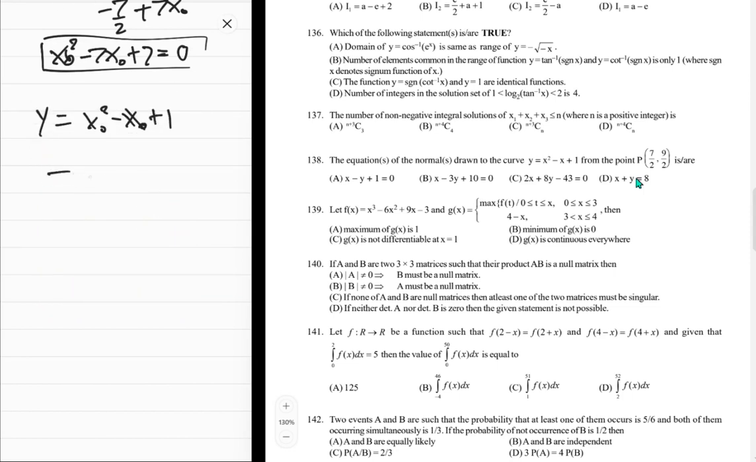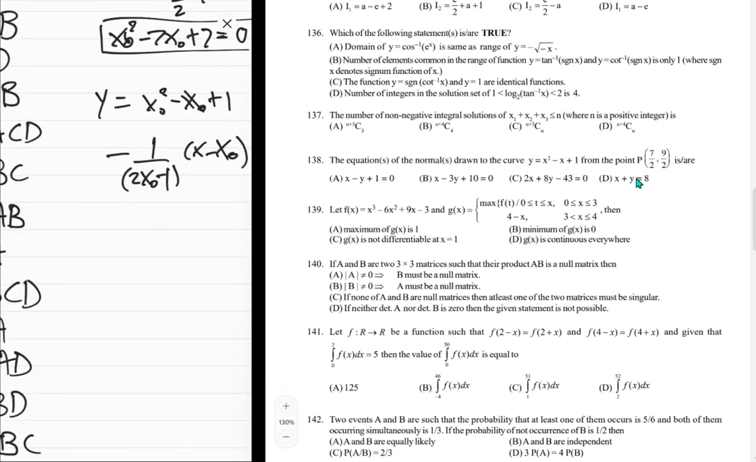It's just negative 1/2 x naught minus 1, and that times x minus x naught. Now this will be correct. So once again I'm just going to put 9/2, 7/2 over here. Oh no, yaar, this is getting even worse, because no, this won't work here. This just won't work.